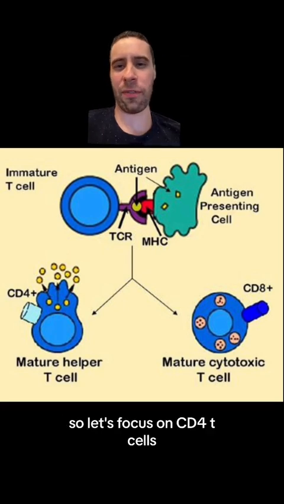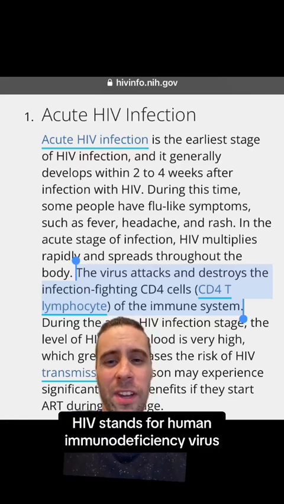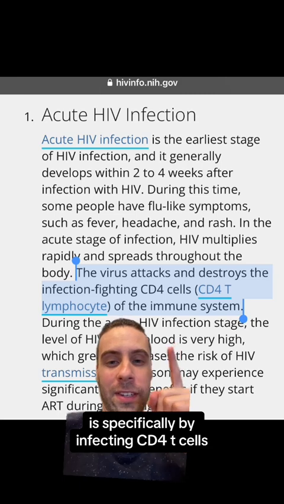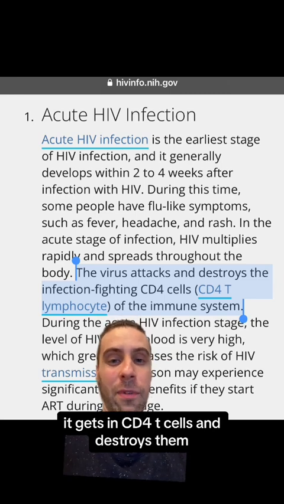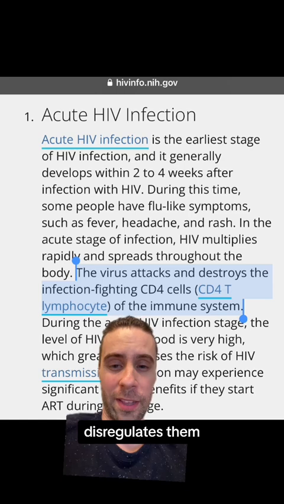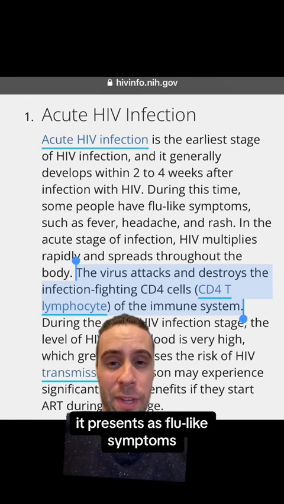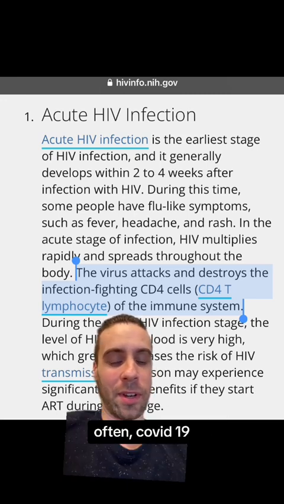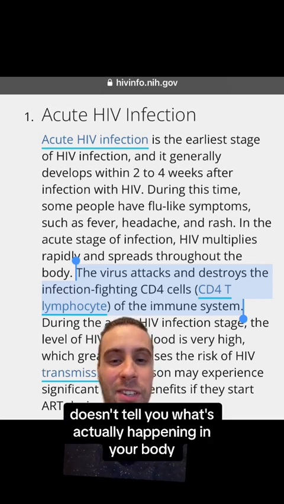So let's focus on CD4 T cells, helper T cells that coordinate immune response. To review, HIV stands for human immunodeficiency virus, and the way that this virus creates an immunodeficiency is specifically by infecting CD4 T cells. That is what HIV does. That's its primary goal. It gets in CD4 T cells and destroys them, dysregulates them, depletes them. Side note, when you get HIV, it presents as flu-like symptoms within 2 to 4 weeks of infection. What else presents with flu-like symptoms often? COVID-19. Point being, the way something feels during the acute phase doesn't tell you what's actually happening in your body.